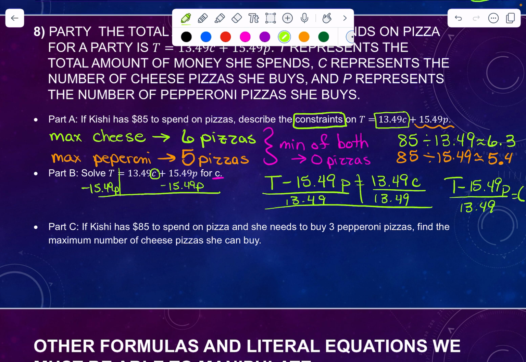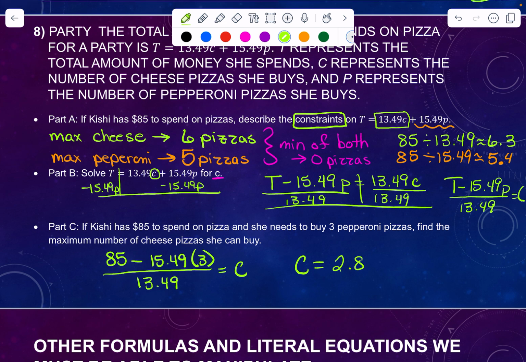Okay, so then why is that important? So now here we go to part C. If Kishi has $85 to spend, so that's T, we're going to plug that in for T. And to buy 3 pepperoni pizzas, so we have 15.49 times 3, find the number of cheese pizzas. So now we just take our calculator and we start plugging in numbers. So we're going to go all of the numerator, so 85 minus 15.49 times 3 equals, divide that by 13.49, and we end up with 2.8.